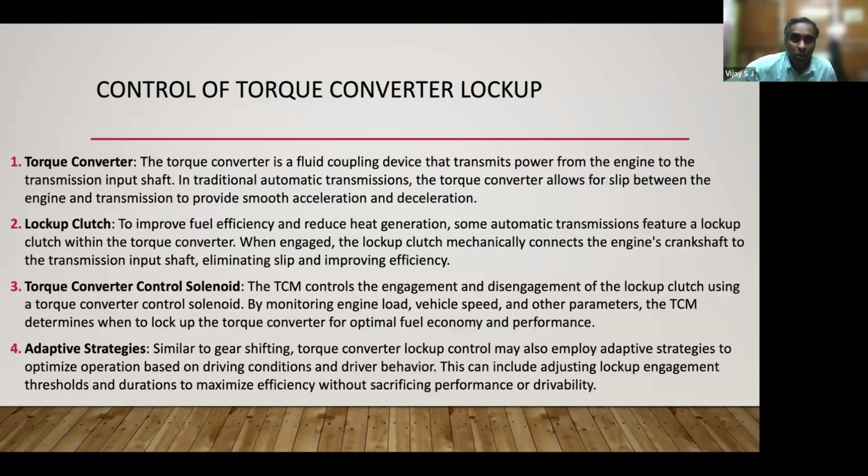And there is one more control that is available, that is control of torque converter lockup. So usually this lockup clutch, why it is used is one is to improve the fuel efficiency and to reduce the heat generation. These two are the basic principles. So what it does is it locks up the clutch mechanically to a particular gear. Okay, for a particular gear ratio or particular transmission shift, it will engage.